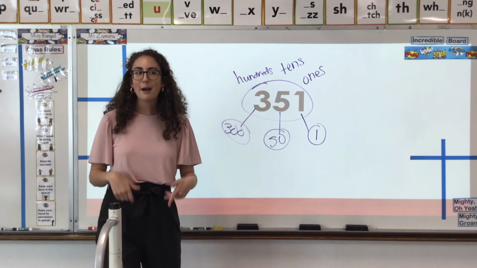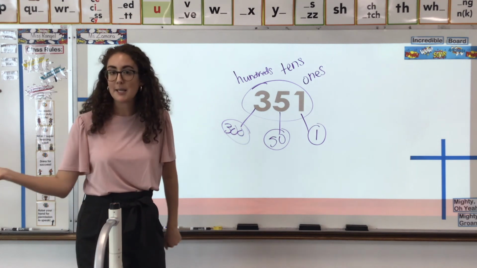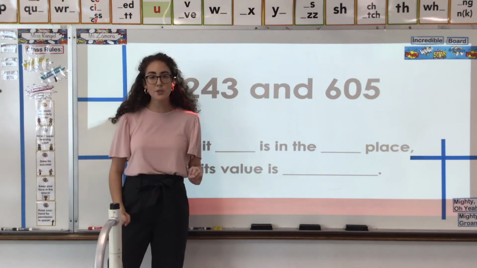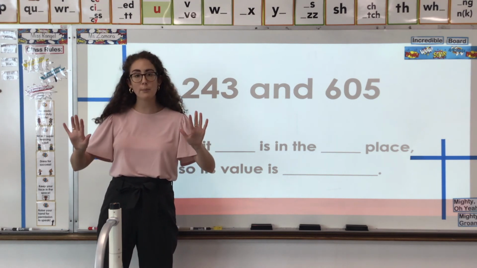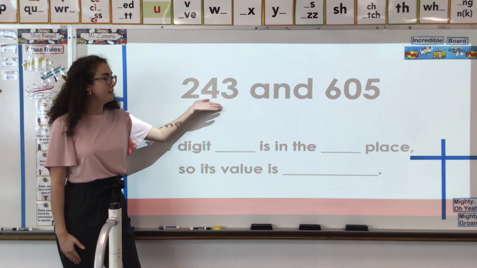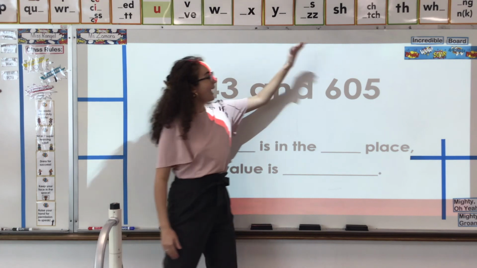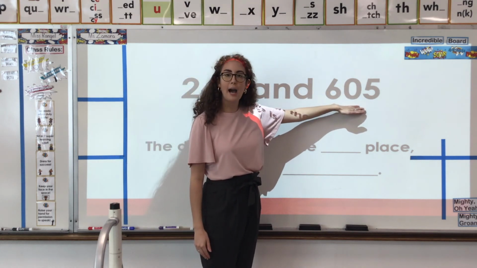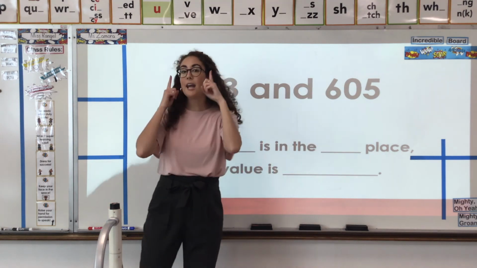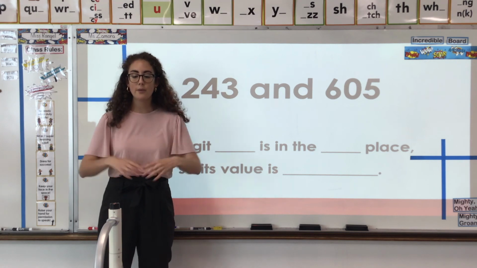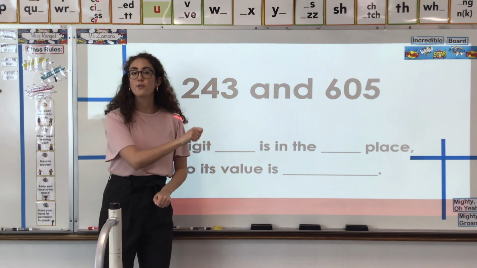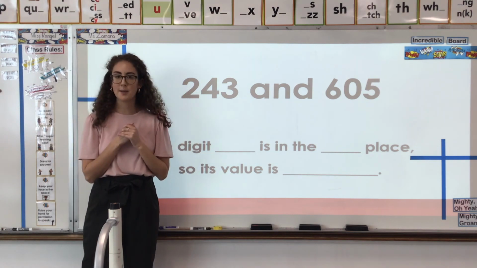So let's take a look at what your first math challenge of the new year is. Okay, awesome people. So you're going to take these two numbers and you're going to draw out a number bond to show the value of each digit. 243 and 605. In a video that you post on Class Dojo, you're going to take your whiteboard or your piece of paper and draw out the number bond for each digit in these numbers.